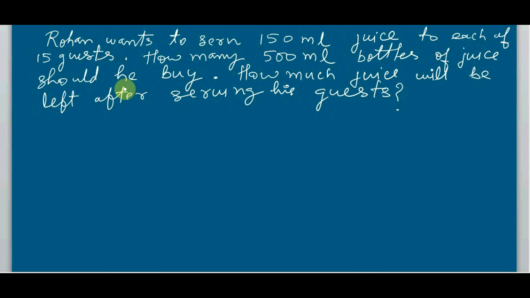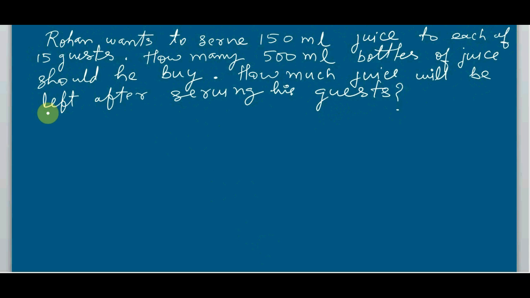Okay, here is the sum. Rohan wants to serve 150 milliliter juice to each of 15 guests, right? How many 500 ml bottles of juice should he buy, and how much juice will be left after serving the guests, right? Serving his guests.